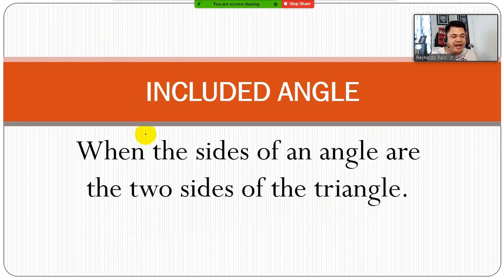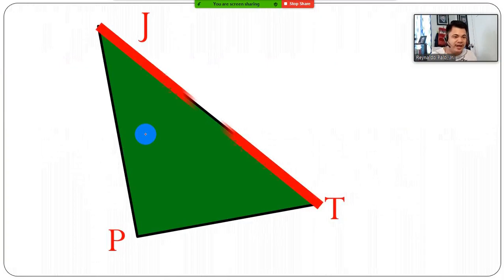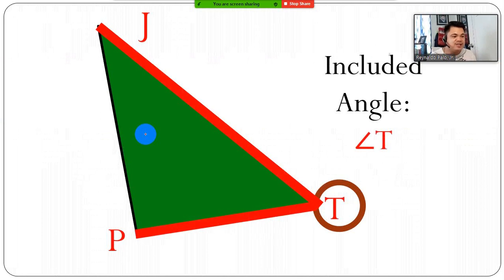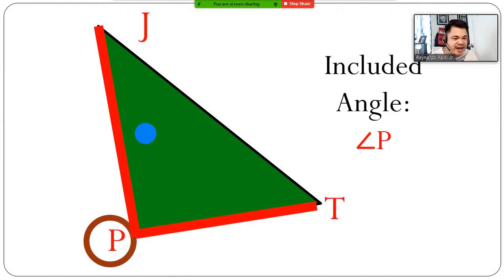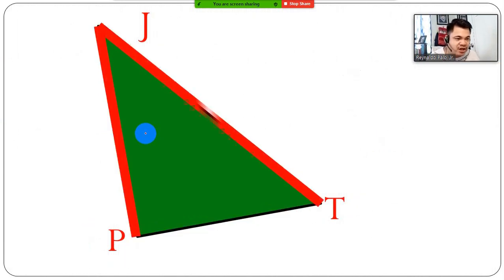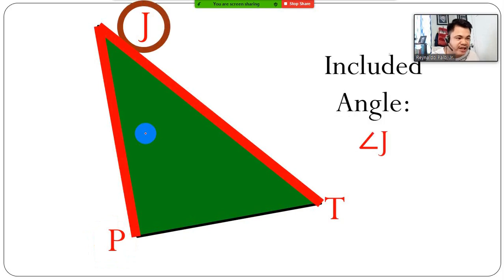When the sides of an angle are two sides of the triangle, it's the other way around now. When we say included angle, there are two consecutive segments or sides of a triangle, and the intersection, or the angle between them, is what we call the included angle. Segment JT and segment PT, the included angle is angle T. Segment JP and segment TP, the included angle is angle P. Segment PJ and segment TJ, the included angle is angle J. Alright, I do hope that you can follow.